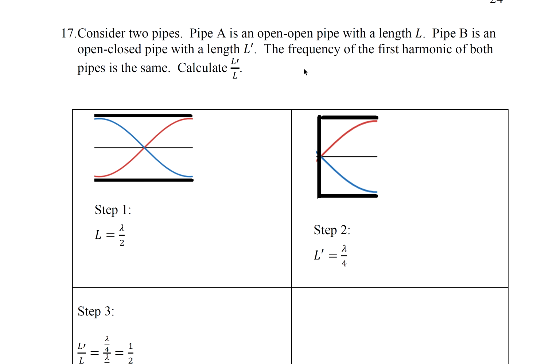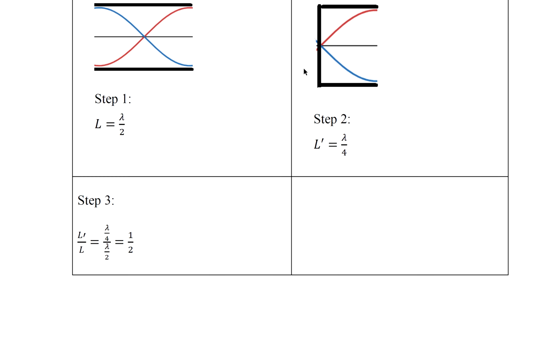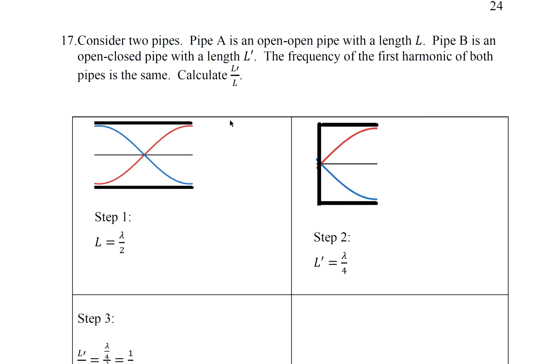Question 17, consider two pipes. Pipe A is an open pipe with a length L. Pipe B is an open closed pipe with the length L prime. Remember, that's not the derivative. The frequency of the first harmonic of both pipes is the same. Calculate L prime over L. So they're talking about the frequency of the first harmonic. So let's just draw the first harmonic of an open open and open closed. So once we divide the two, we get 1/2.